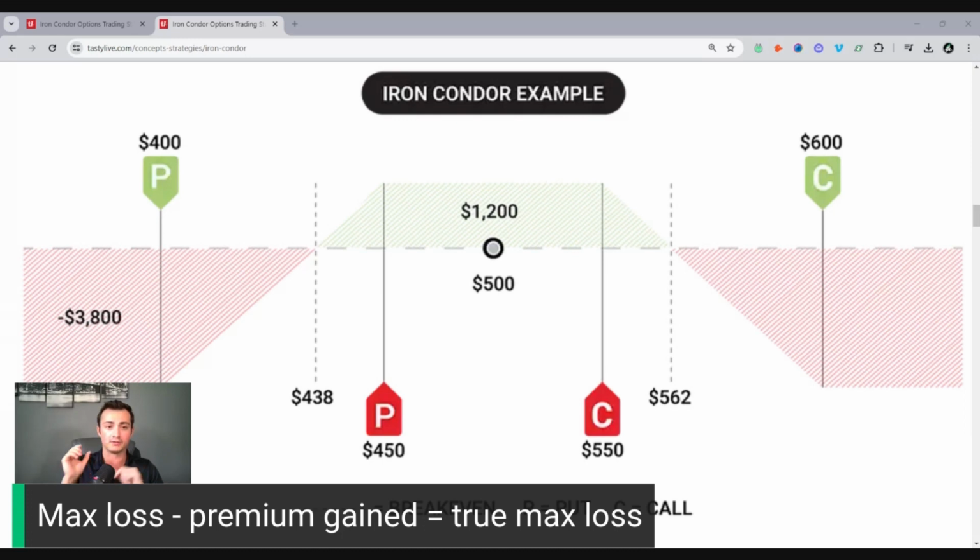So again, the max loss of the spread's $1. So the max loss there per Iron Condor is $1 times 100 shares per contract. That's $100 minus the $40 in premium that we've earned. And then that equals our true max loss of $60.